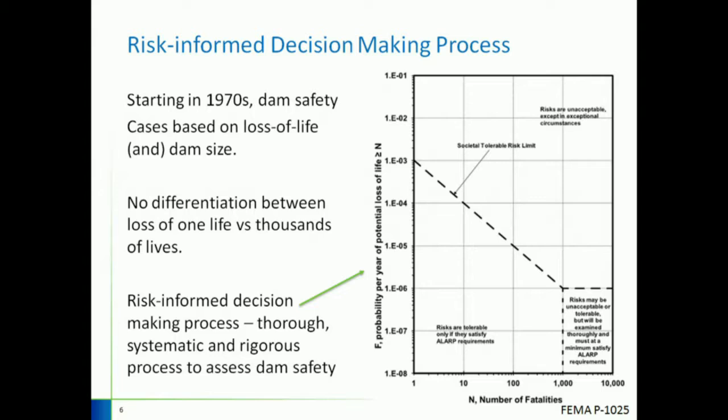So what they do in the risk-informed decision-making process is to implement a thorough, systematic, and rigorous process to assess the dam safety, in which you can come and use this curve. So, speaking of this curve, this is called an FN chart. How many people have seen this before?